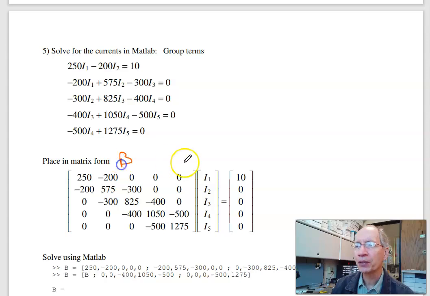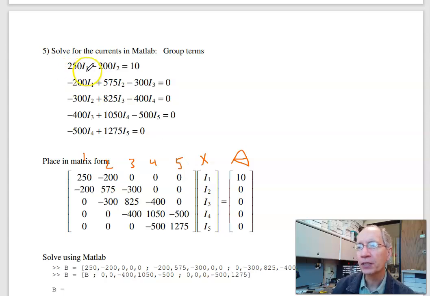So here's your B matrix, here's X, here's A. The B matrix would be this equation, put in matrix form. And again, what I like doing is the way I wrote the currents is I1 through I5. So this is times I1, I2, I3, I4, I5. The first equation's 250 I1, which is right here, minus 200 I2 is 10.